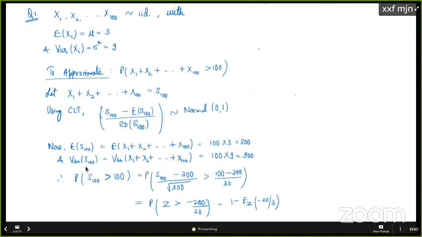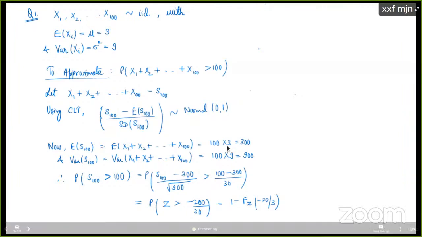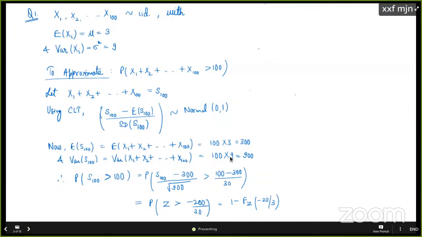Similarly, we can find the variance for s100, or variance for y. So it's variance of x1 plus x2 up to x100, which is nothing but variance of x1 plus variance of x2 up to variance of x100, which is 100 times variance of x1. We know that variance of xi is 9, so 100 times 9 is 900. So expectation of s100 is 300, and variance of s100 is 900.